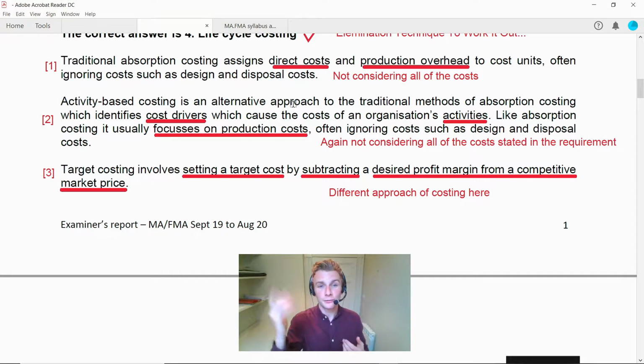of all we had traditional absorption costing, and this is where the alarm bells have got to be ringing to you that absorption costing assigns the direct costs and the production costs of the units, ignoring costs such as design and disposal. So when you think of absorption costing as I do, I only think of the direct costs wholly linking to making that product and the production overheads as well. So in other words, to actually get that product to market, that is the absorption costing rather than the actual design or the disposal of it. So that was a complete, not considering all the costs, not a chance. You are not the right answer on there.